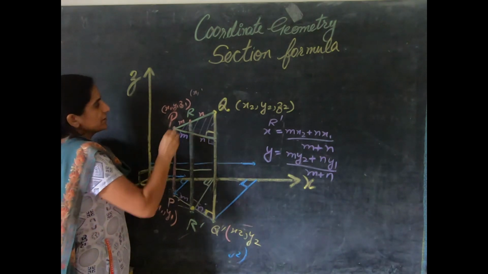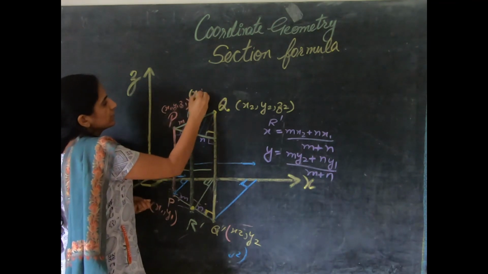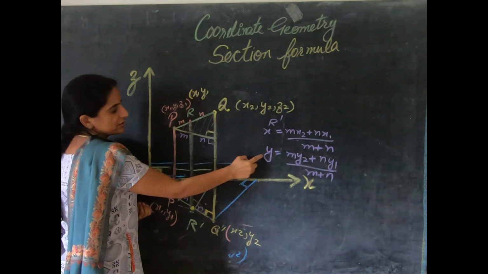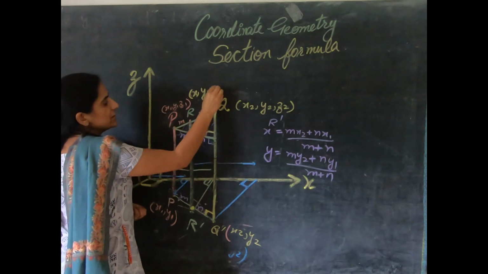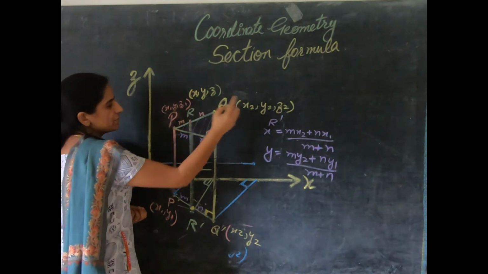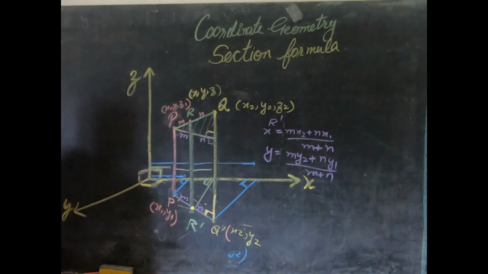Let's write it with something else. We got the X and Y coordinates of this in terms of this and this. We have to find out the Z coordinate of this in terms of Z1 and Z2. For this we need to draw a picture again.